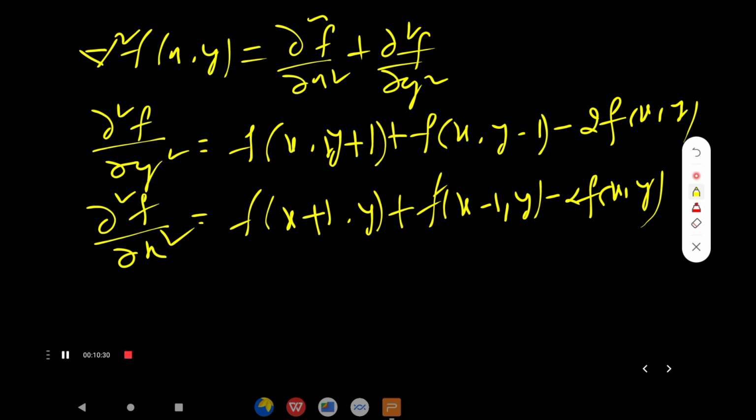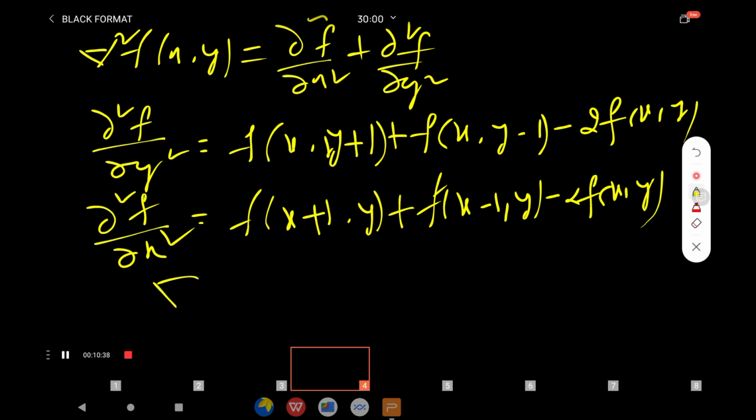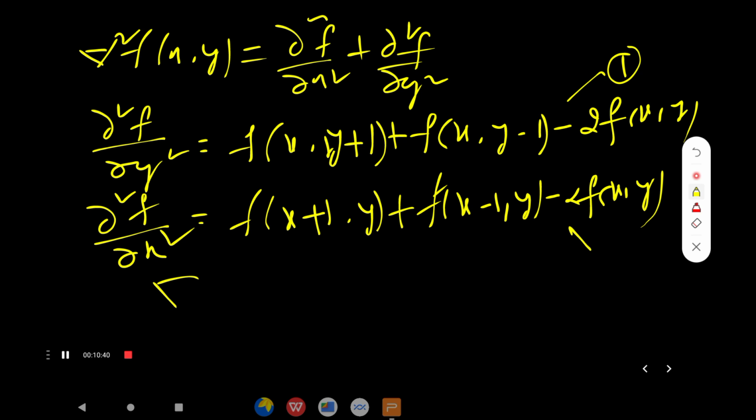Now, if you add those two equations, it becomes the final equation. Let this be considered equation number 1. By adding equation number 1 and 2, you will get dou square f of x comma y. Finally, we get 1, 2, 3, 4 overall.